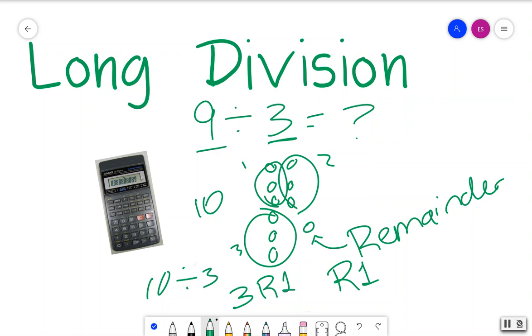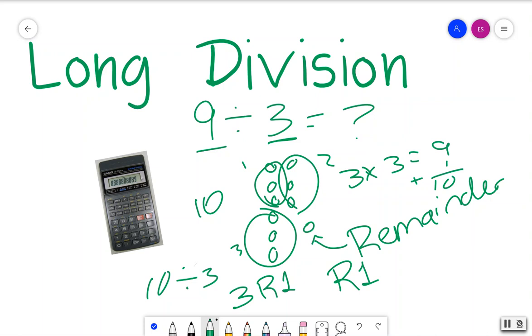Okay, but let me ask you this. Can you do this backwards? The answer is yes, you can. Because in these 3 groups of 3, how many are there? Well, 3 times 3 is still 9. So in the 3 groups of 3, there's 9 plus the 1 left over. And you still get to 10.